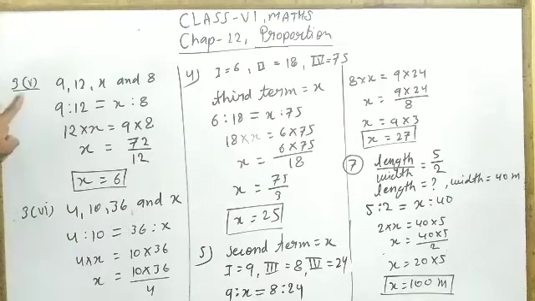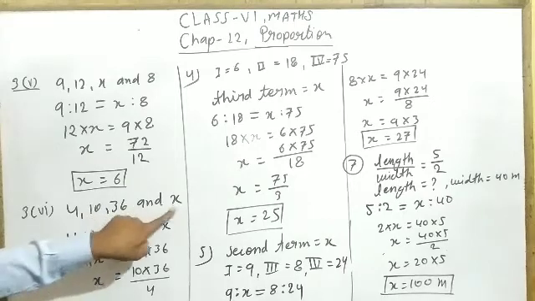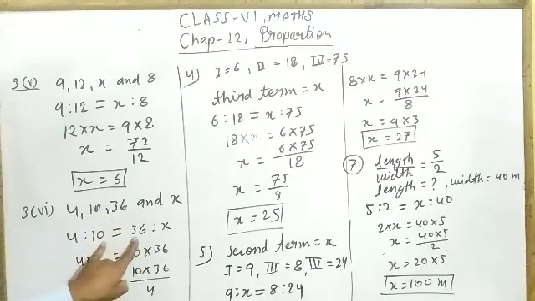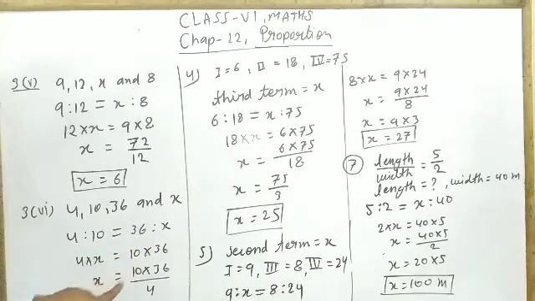This was question number 3, part 5. This is question number 3, part 6. These are the 4 values. The fourth term is x. Product of means equals product of extremes. So 4 into x equals 10 into 36. We can cancel 4 with 36 to get 9. Then x equals 10 into 9, which is 90.